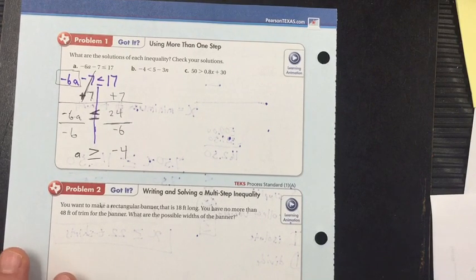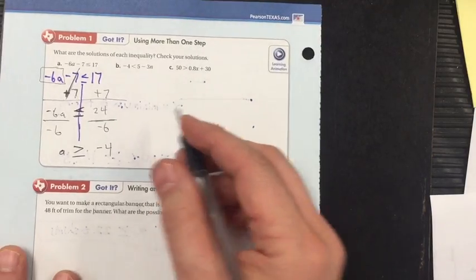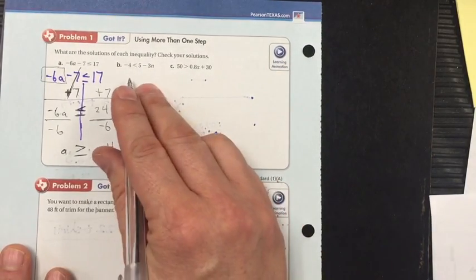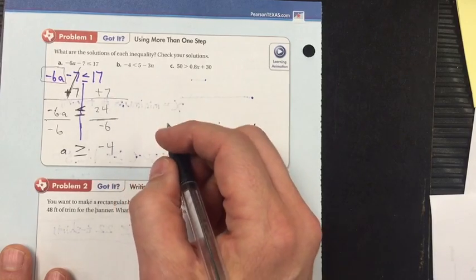Let's do B, and then you're going to do C on your own, and we're going to check it in a minute. And then we'll do the volunteer. Yes, we'll do some volunteering.